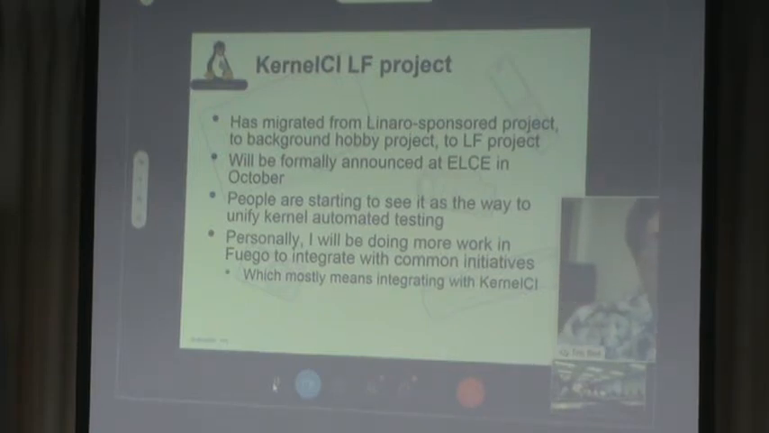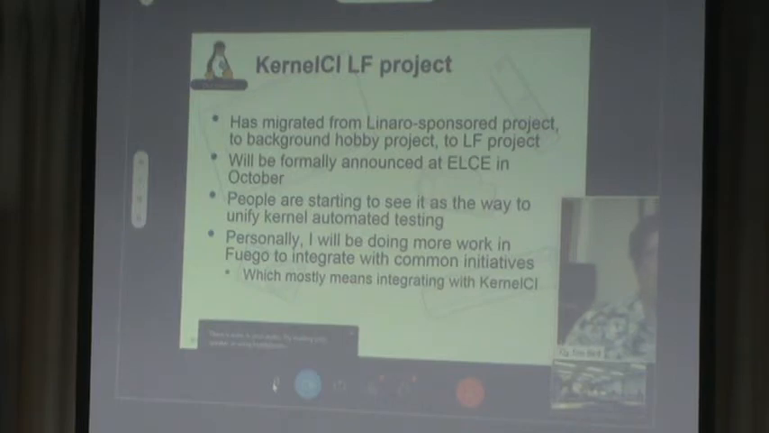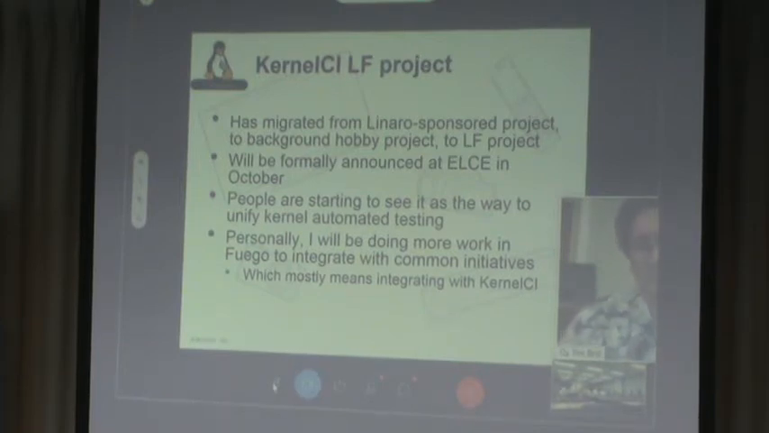And people are actually starting to see this as possibly the way to unify all this kernel automated testing. So there's, like I said, at least 7 different test systems that are now doing reports to maintainers, sending notices and doing automated testing. It'd be nice if we could reduce that. Personally, what this means is I'll be doing a lot more work in Pcido to integrate with some of these common initiatives that are coming up. It means integrating with kernel CI and some of the other pieces of the modular framework that we're trying to put together as an industry.